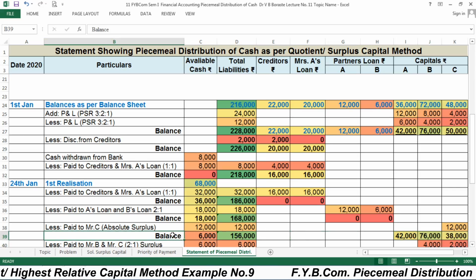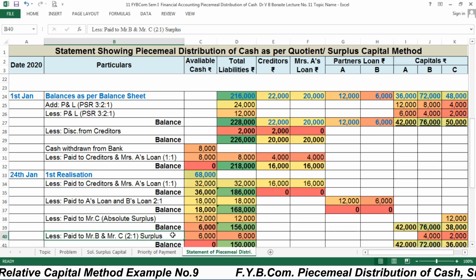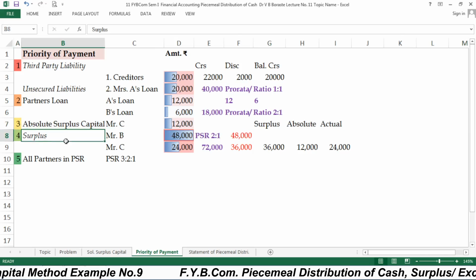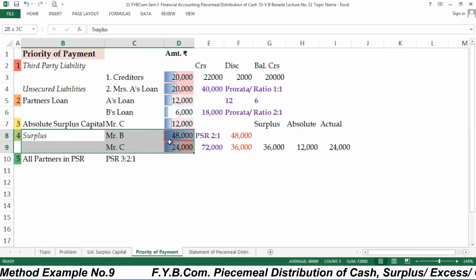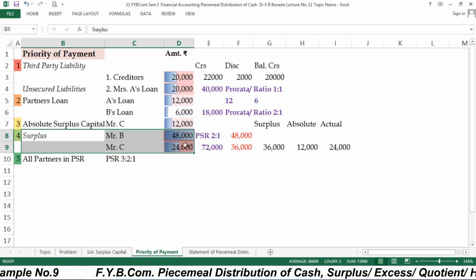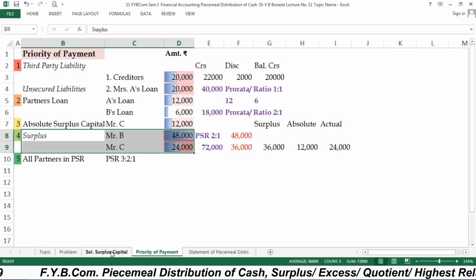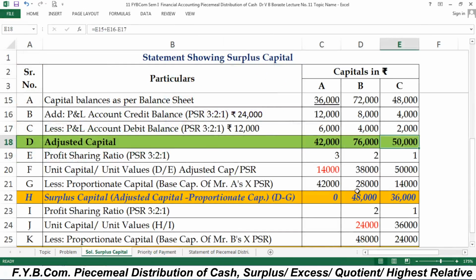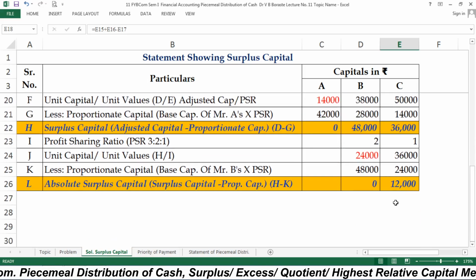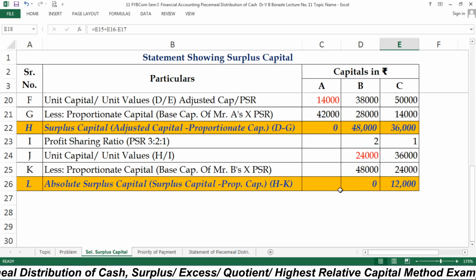Now less paid to Mr. B and Mr. C in the ratio of 2:1 as surplus. Here is the next payment, surplus capital of Mr. B and C. That means here we must have 72,000, 48,000 to Mr. B and 24,000 to Mr. C. Actually, we have to pay 48,000 to Mr. B and 36,000 to Mr. C, but in the earlier stage we have already paid rupees 12,000 to Mr. C.